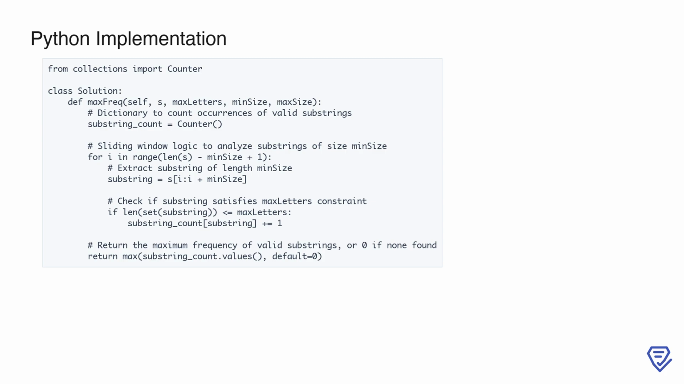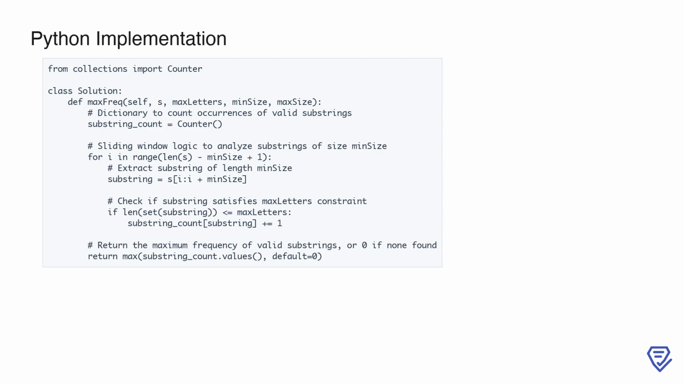For each substring, we first check if it satisfies the max letters constraint by converting the substring into a set and checking the length of the set, which represents the number of unique characters in the substring. If the number of unique characters is less than or equal to max letters, we increment the count of this substring in the substring_count dictionary. Finally, after processing all substrings, we return the maximum value from substring_count using the max function. If no valid substrings were found, we return 0 by specifying default equals 0 in the max function.